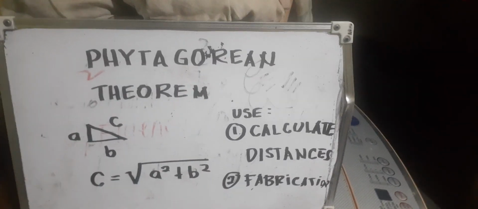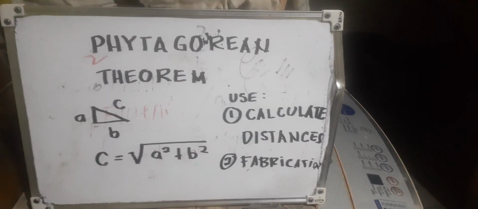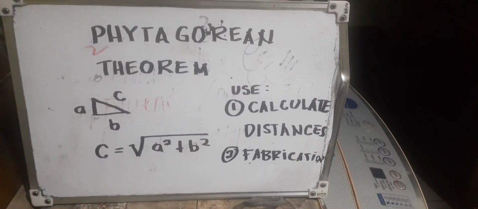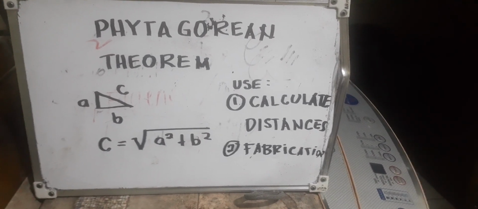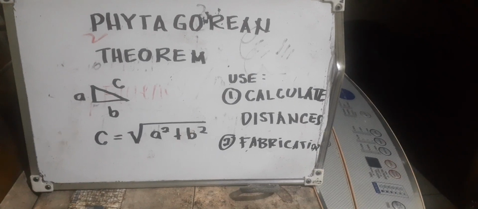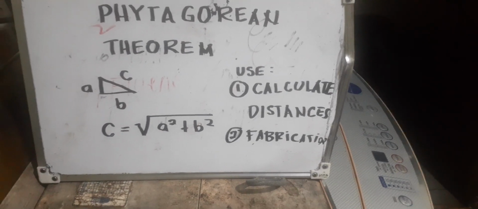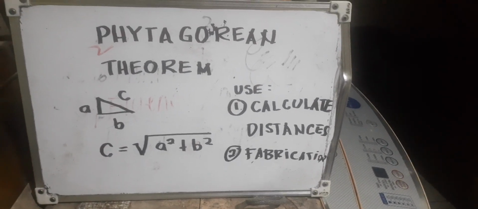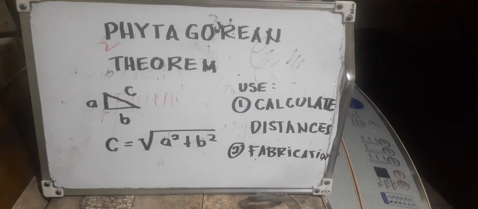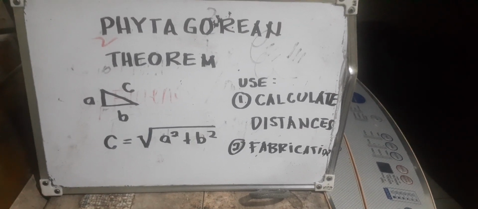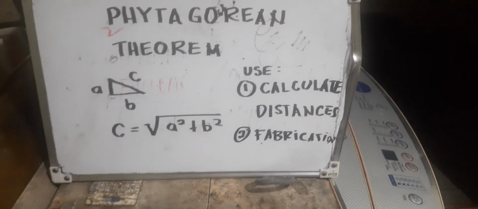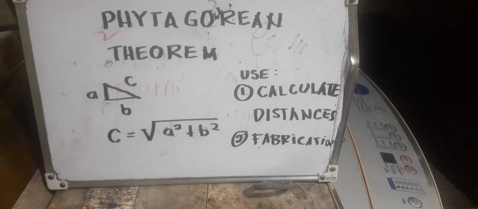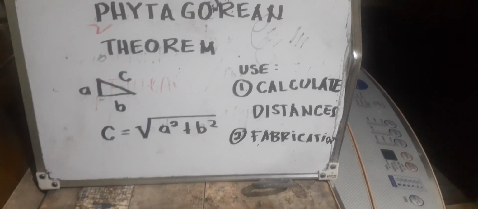So I put here the uses of this formula, and this one is to calculate distances and for fabrication, because you can calculate the distance of the hypotenuse using this formula. C is equal to the square root of A squared plus B squared.